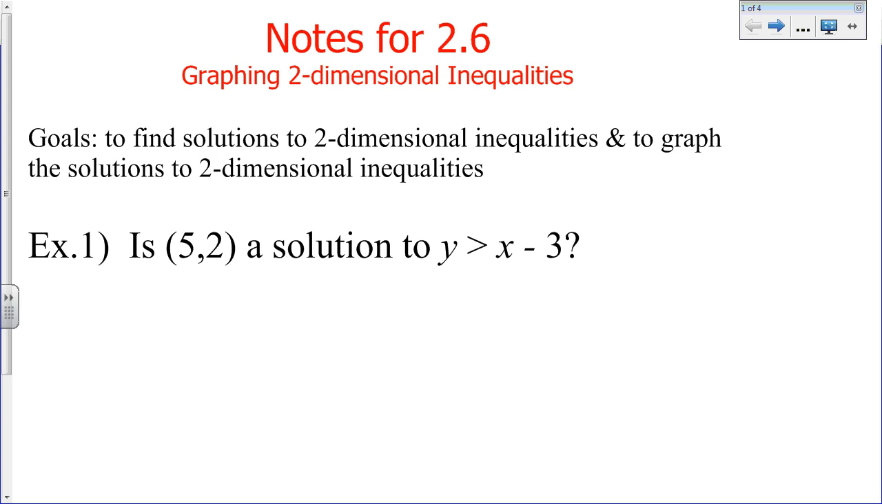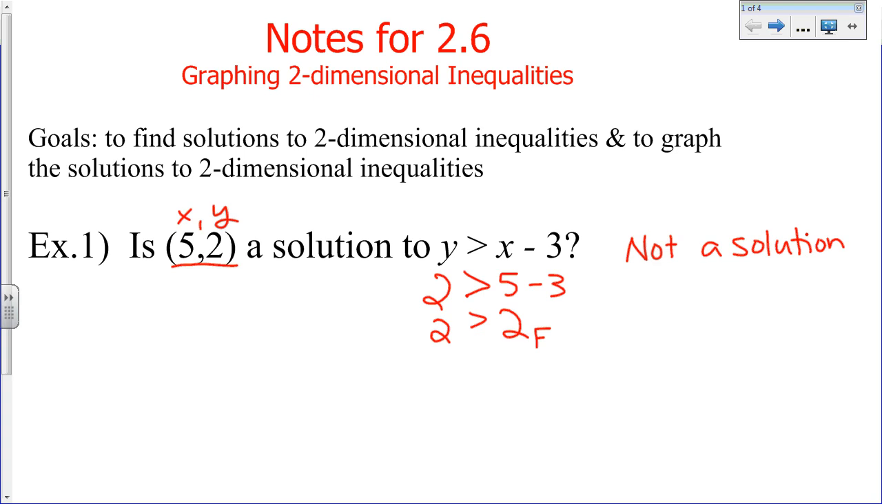So one way of doing it is just to select an ordered pair, as we saw earlier, and test that ordered pair. So we plug 5 in for x and 2 in for y. So we have 2 is greater than 5 minus 3. We want to check and see, is that true? So we get the statement 2 is greater than 2. We test whether that statement is true or false, and it is false. And so because it is false, we say not a solution.